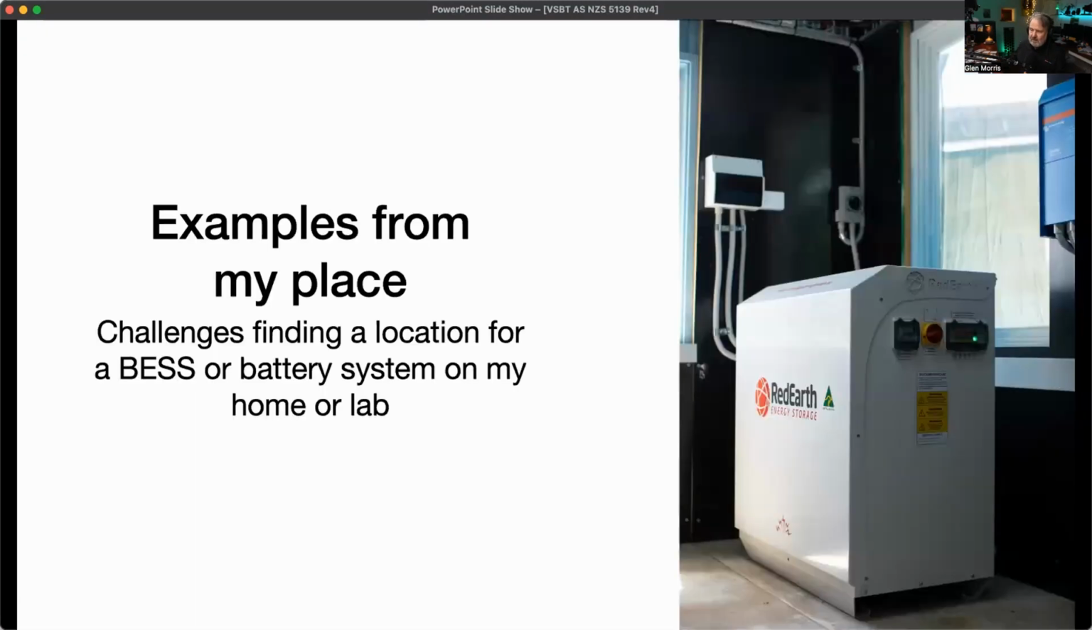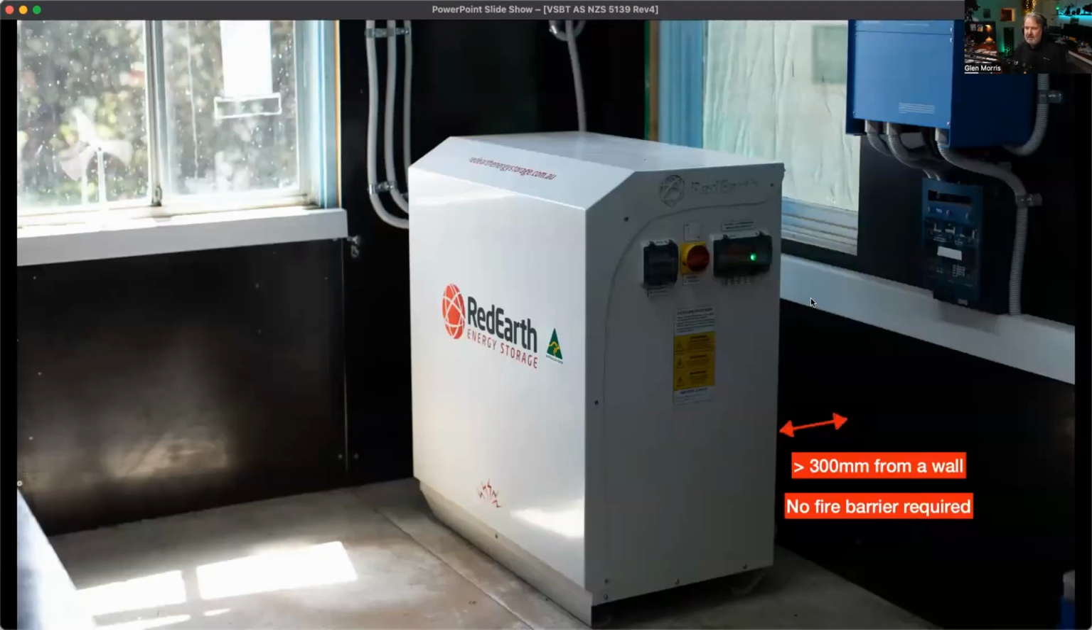But let me take you to my place, where I've just walked around my house and taken a few pictures. This is a freestanding battery system, so you can just plonk it anywhere and connect it. It can be installed away from the wall; it doesn't have to hang off a wall. Because it can be 300 mils away from a wall, that means I don't need a fire barrier if there was a habitable room behind.